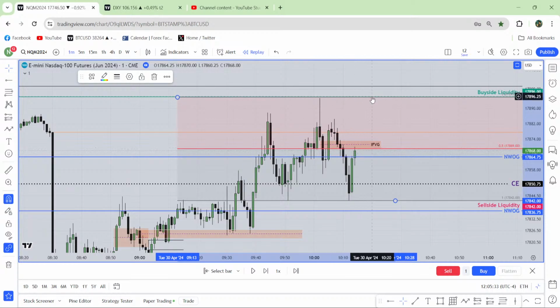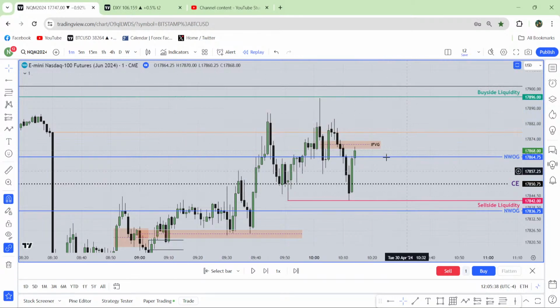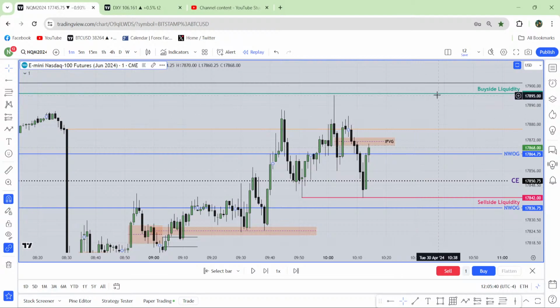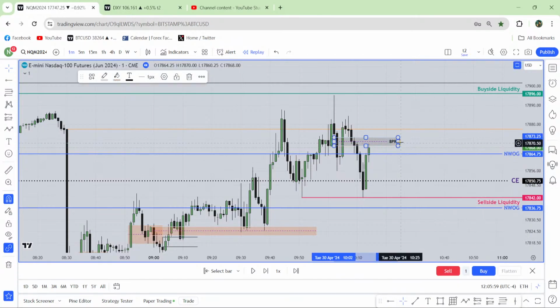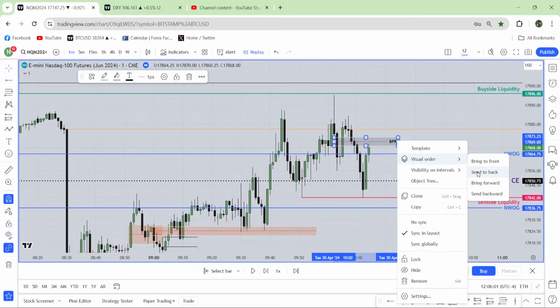Is it going to take that buy side liquidity? Is it going to take that sell side liquidity? I don't know. I have both clean liquidity now, but I don't have any target. I don't know which one is going to be taken first. But this inversion fair value gap turns into a BPR. Why, brother? Why is that a BPR?